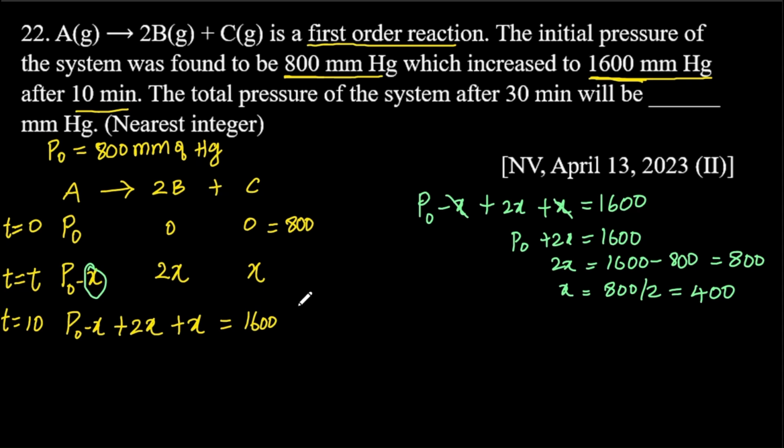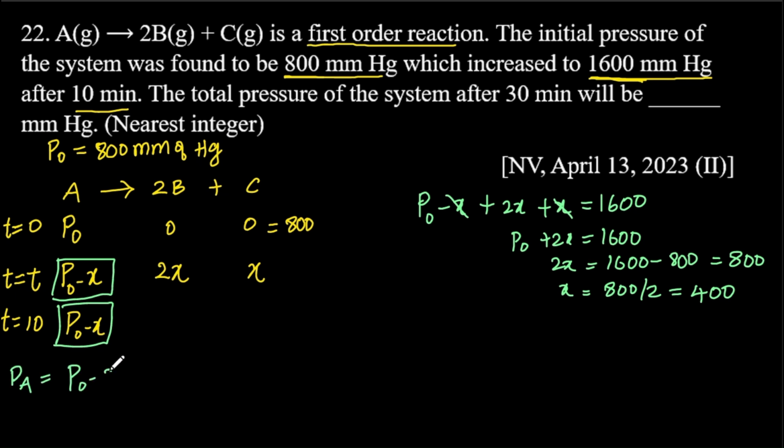So with that we can find the partial pressure of A at time 10 minutes. So let me erase this. Partial pressure of A at any time t is given by the formula P0 minus x. We found the value of x at time 10 minutes is 400, so let me substitute that. Partial pressure of A at time 10 minutes is P0 minus x, which is equal to P0 value 800 and x value we got as 400. So PA is equal to 400 mm of Hg. So we got the value of PA, we got the value of P0.